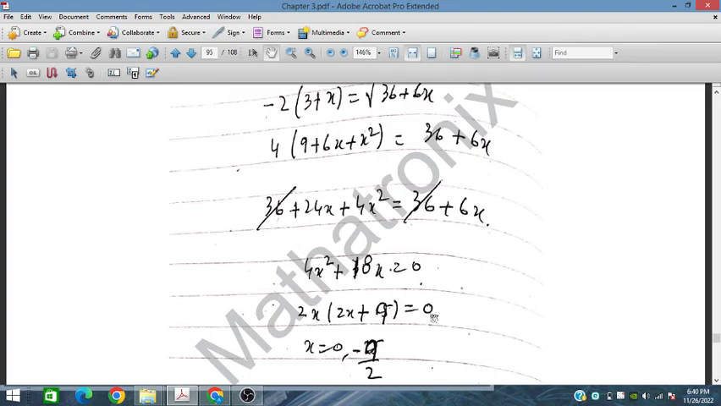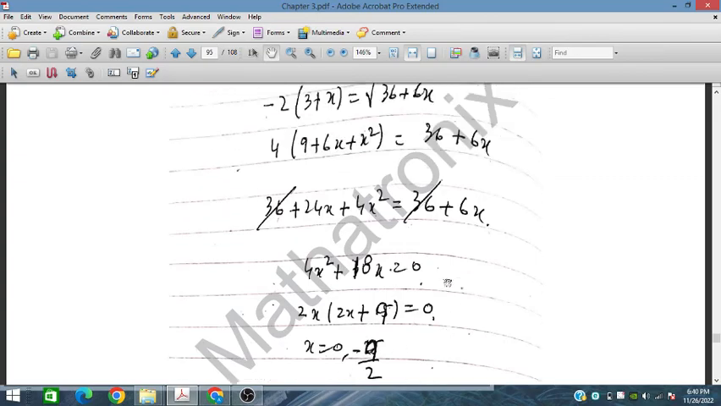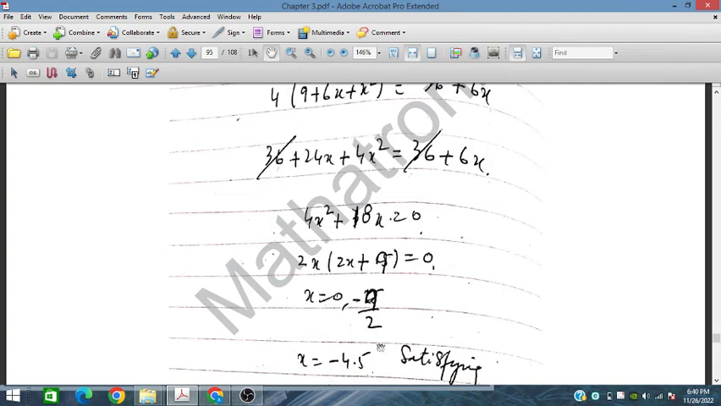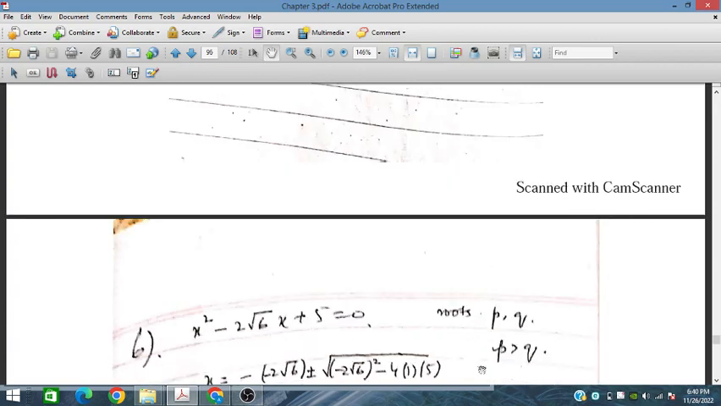2x equals minus 9 upon 2, so x is minus 9 upon 2, that is minus 4.5. Minus 9 upon 2 is satisfying this one. On placing it, we see that this one is satisfying. So minus 4.5 is the solution.